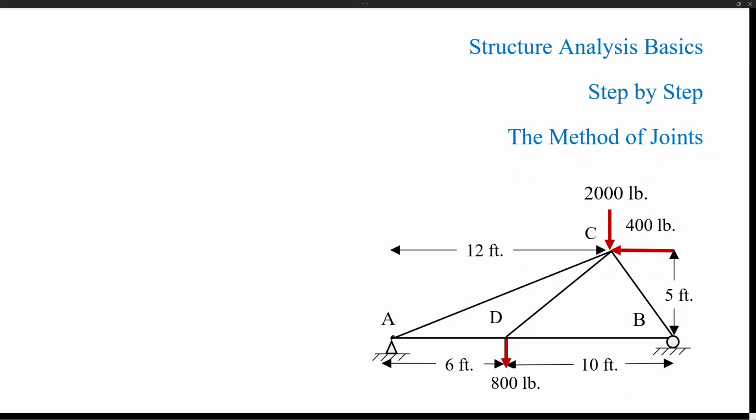Analysis of a structure, the method of joints. The first step again is to draw the free body diagram of the entire structure and find the reactions at each support point. So this is step number one: to find the reaction forces at each of the support points.